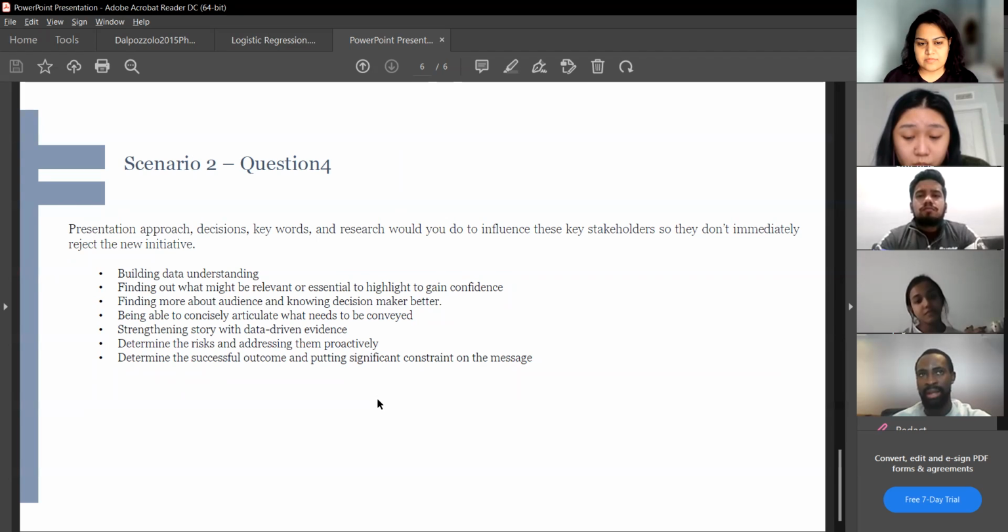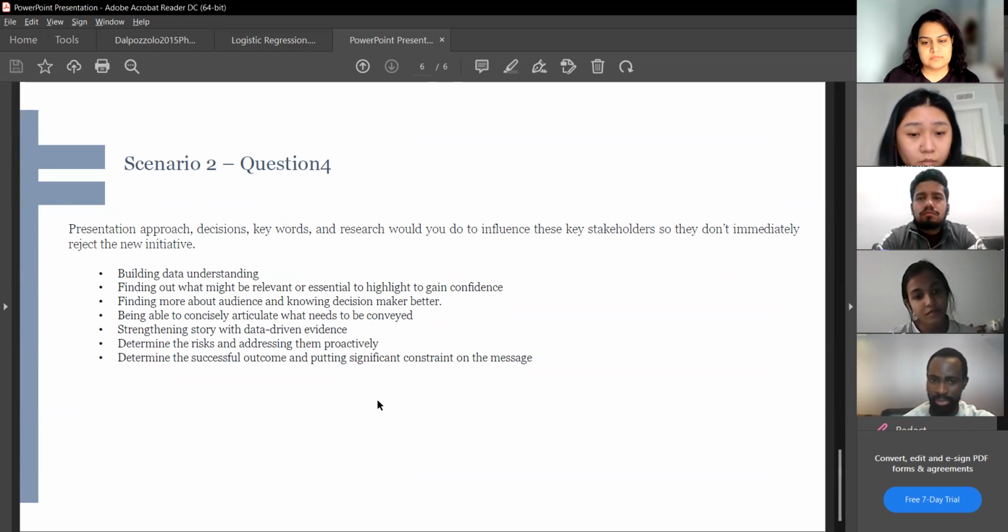So we input data in all our stories and give them data as evidence. We also listed that we should determine the risk and address it proactively. I believe if we tell them the risk at hand, they will be more prepared for it than knowing it in the future. And we also went to determine the success outcome. So we will determine the success outcome and put significant content on the message. With this we believe the stakeholders are not going to cancel our initiative.